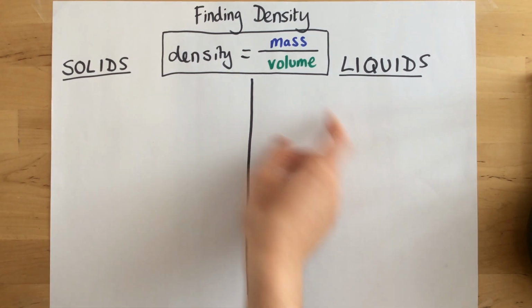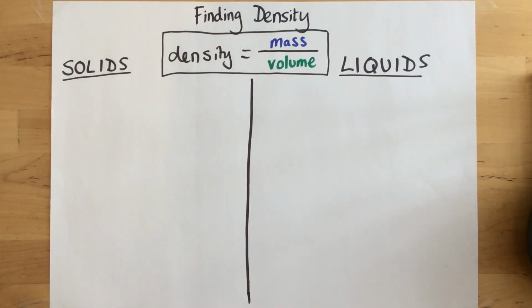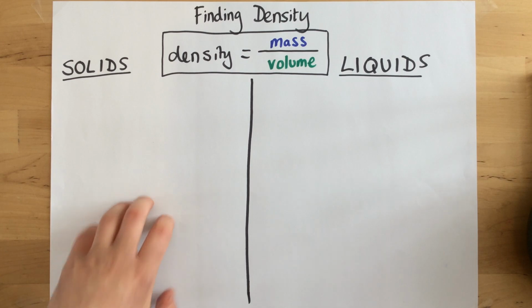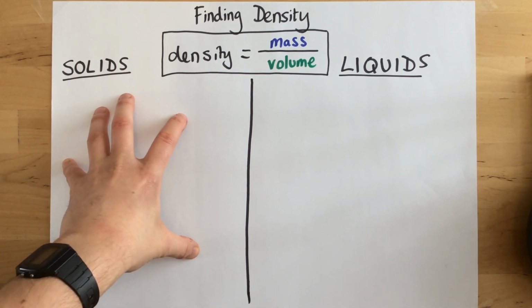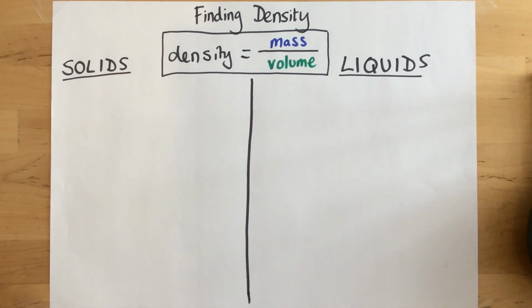Okay, today I'm going to talk to you about how to find density. We're going to have a look at two different experiments: how to find the density of a solid and how to find the density of a liquid. So we're going to start with solids over here.